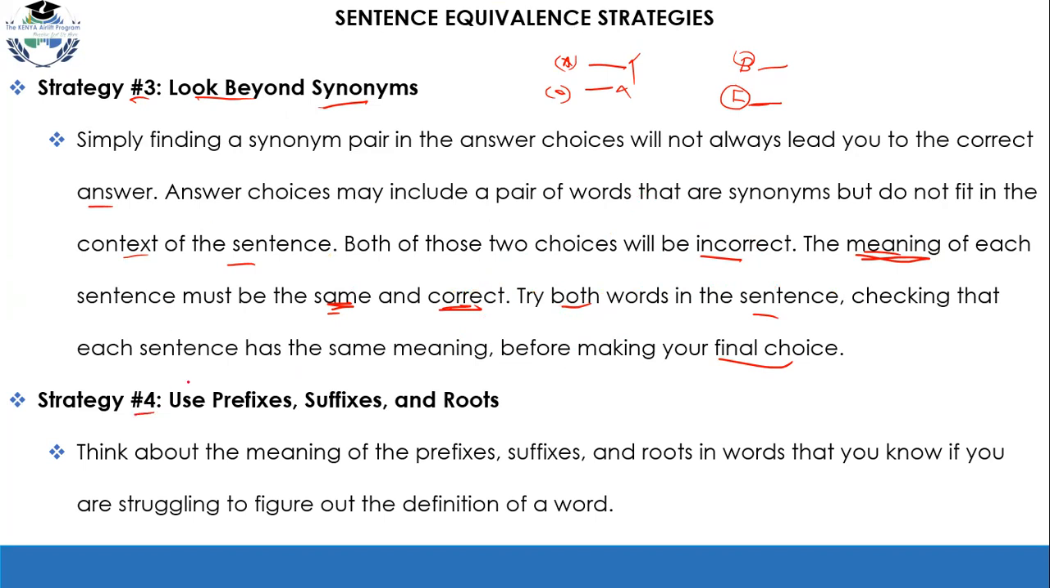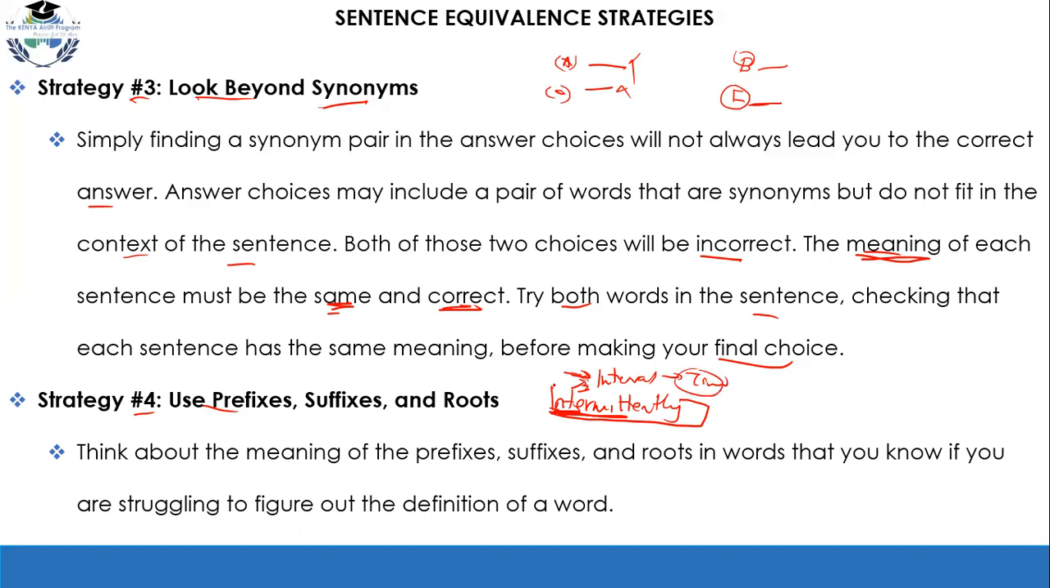All right. Strategy number 4 that really helps people if you don't know the full meaning of a word is to use prefixes, suffixes, and roots. Think about the meaning of the prefix, suffix, and roots in words that you know if you are struggling to figure out the definition of the word. So let's say, for example, a word like intermittent, or intermittently. Here inter is the prefix. Inter could be interval, so already you're talking about something with intervals, and intervals probably have to do with time.